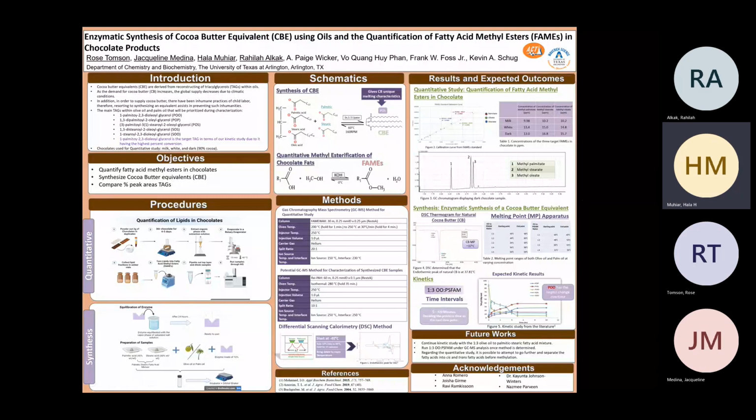cocoa butter increases, the world supply of it falls due to unfavorable climatic conditions. So in order to produce a substitute, cocoa butter equivalent can be made from restructuring the triacylglycerols, or TAGs, found in oils. We are working with olive oil and palm oil, and we will be targeting 5 main TAGs. Chocolate fats mainly come from cocoa butter, which contains 3 fatty acids: palmitic acid, stearic acid, and oleic acid. To further analyze cocoa butter for our quantitative study, we targeted these 3 fatty acids and methylated them into fatty acid methyl esters, or FAMEs, to quantify.